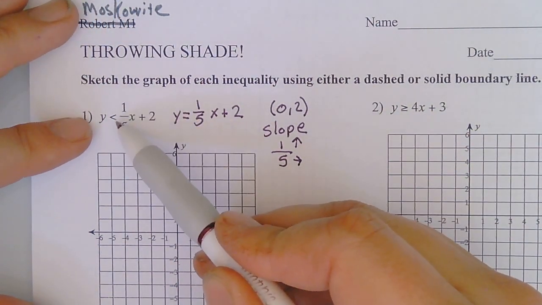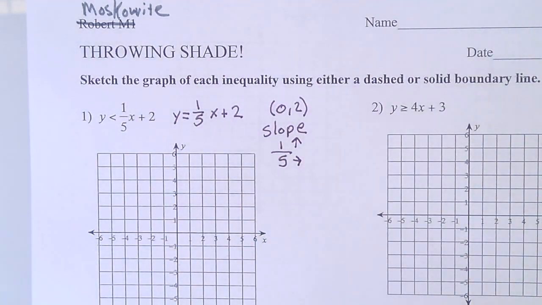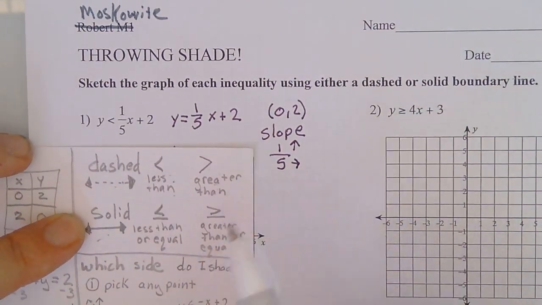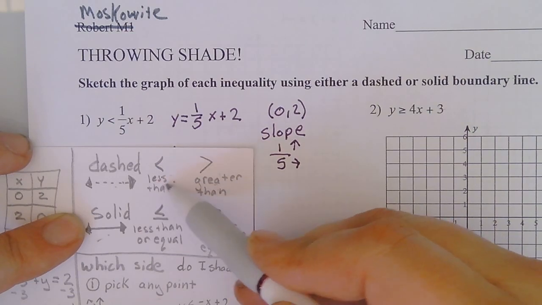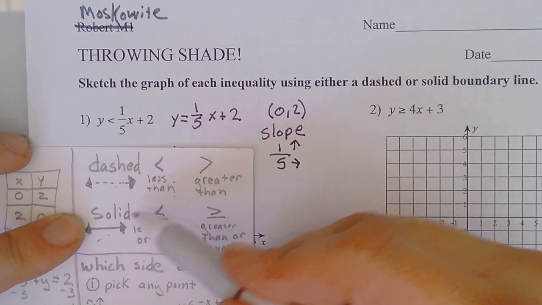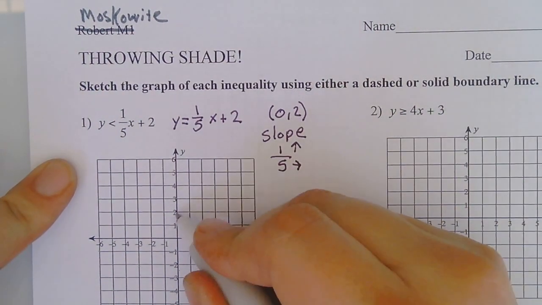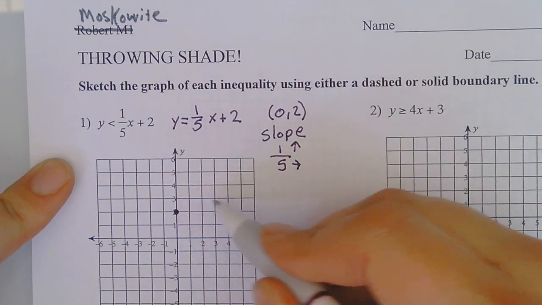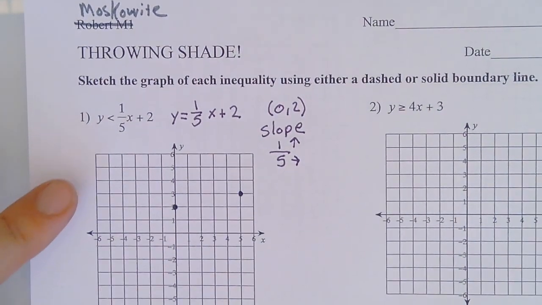Here, because it's an inequality that I'm graphing, this does change if I make a solid or a dashed line. So we've taken a little bit of these notes. This symbol right here is less than. Less than is a dashed line. So when I graph this line, instead of making it solid, I'm going to make it dashed. So my 0, 2, first dot, up 1 to the right 5, up 1/5. Connect those two dots with a dashed line.